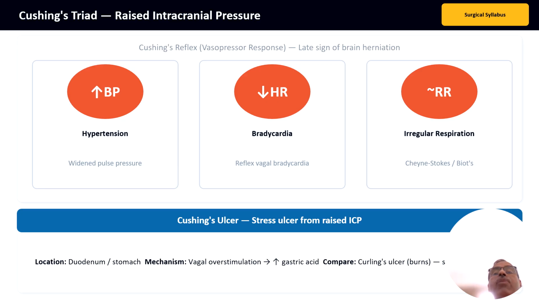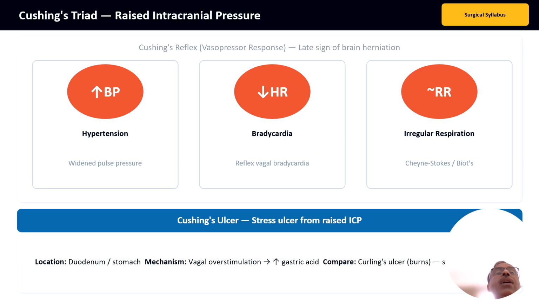Another triad which is very commonly used in surgical practice is Cushing's triad, which is generally one of the hallmarks of raised intracranial pressure. Now, what exactly is Cushing's triad? It consists of hypertension, bradycardia, and irregular respiration. Hypertension leading to widened pulse pressure, bradycardia because of reflex vagal tone, and irregular respiration, also known as Cheyne-Stokes respiration, is a classical sign seen in raised intracranial pressure.